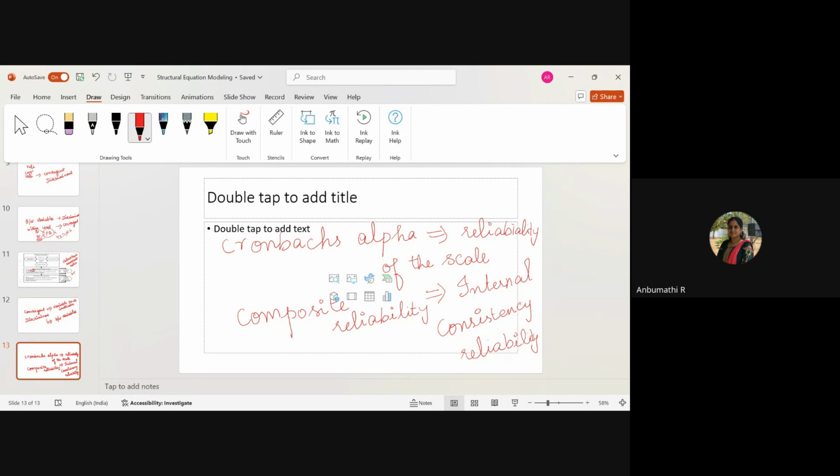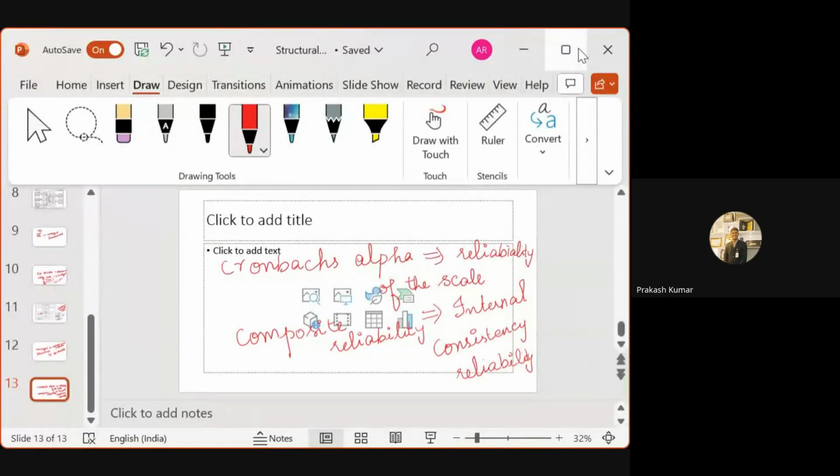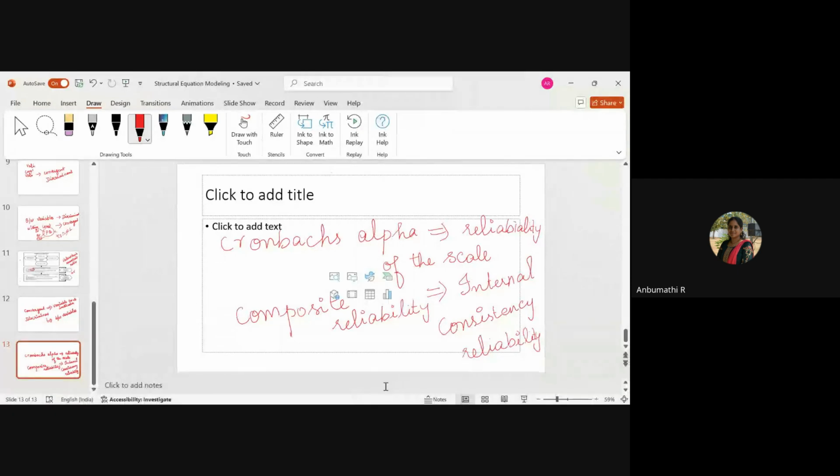Before going to that, shall we move to Smartpls? I have sent you a data set. Have you got the data set? Yes, ma'am. Can you please open the data set?